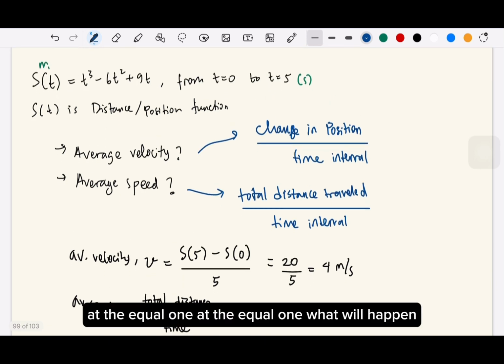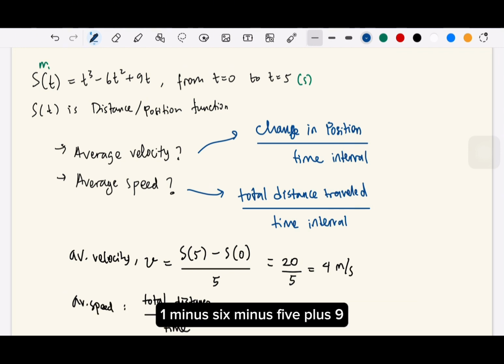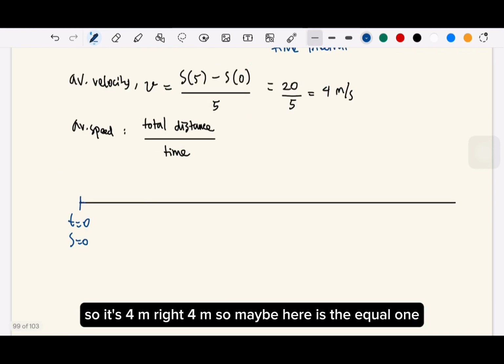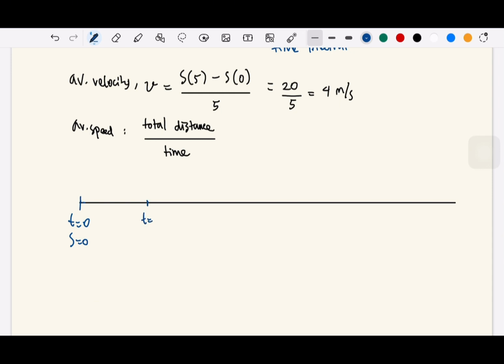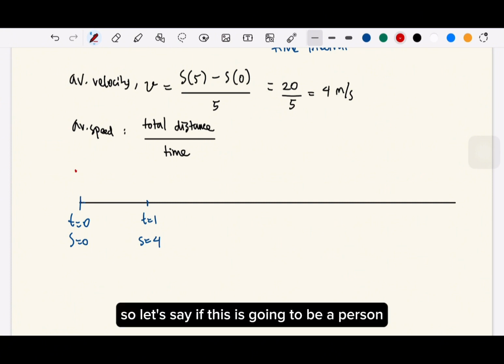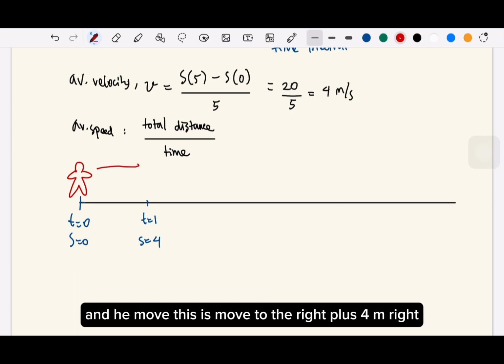At t equal 1, what will happen? 1 minus 6 plus 9. So it's 4 meter, right? 4 meter. So maybe here is t equal 1, s equal 4. So we move. Let's say if this is a person, and then he moves to the right, plus 4 meter, right?